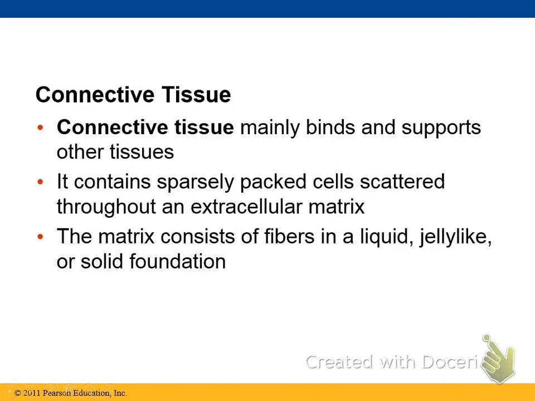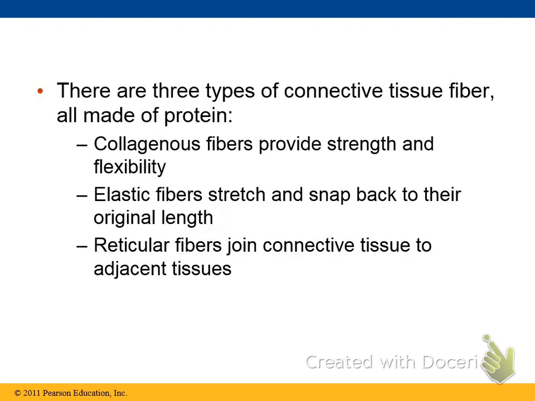Connective tissue mainly binds and supports other tissue. It contains sparsely packed cells scattered throughout an extracellular matrix. The matrix consists of fibers in a liquid, jelly-like, or solid foundation. There are 3 types of connective tissue fibers, all made of protein. Collagenous fibers provide strength and flexibility. Elastic fibers stretch and snap back to their original length. And reticular fibers join connective tissues to adjacent tissues.